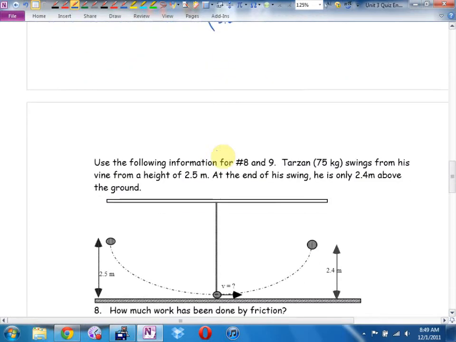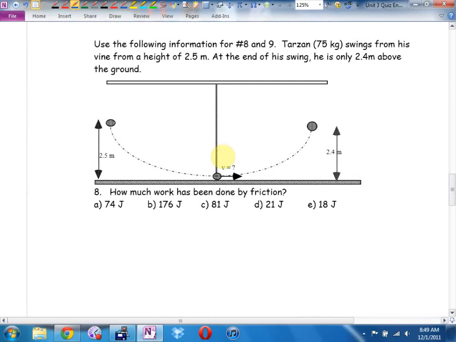Tarzan says, use the following information for 8 and 9. Tarzan swings from his vine. I guess he starts right here, from a height of 2.5 meters. At the end of his swing, he is only 2.4 meters above the ground. How much work has been done by friction? Is there a change in height? Yeah. Is there a change in speed? Probably. Is it a nice straight path or is it a curvy path?